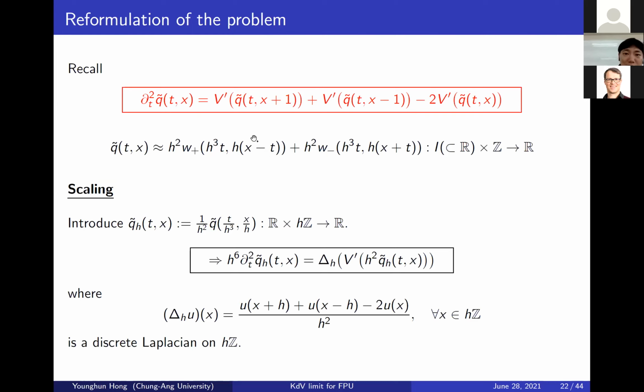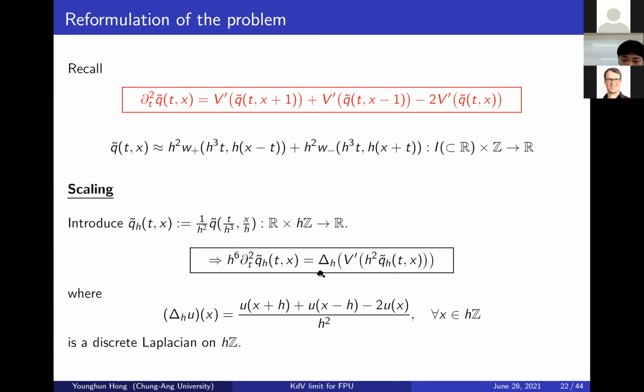So let's recall that the FPU system can be written in this way for the displacement. And this is the Zabusky and Kruskal ansatz. If we look at these two, we can see that it's very natural, by scaling, to introduce Q_h tilde in this form, because there is h dependence in amplitude, time, and position. In order to get rid of this dependence, we introduce this function, and then by simple scaling from this one, we get this equation.